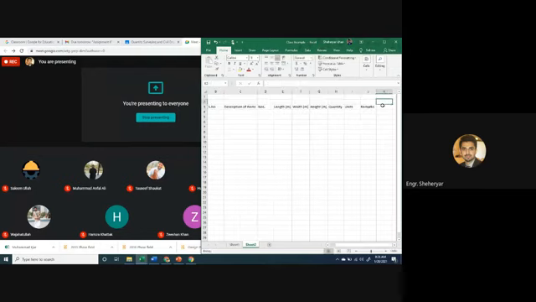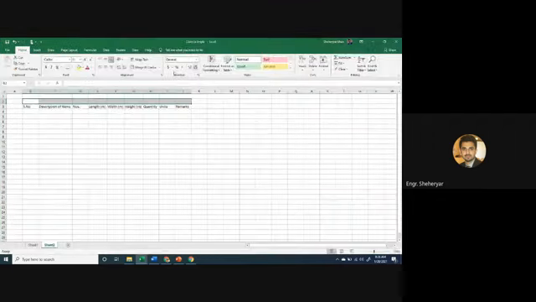This whole table is actually called the bill of quantities, BOQ. All right.